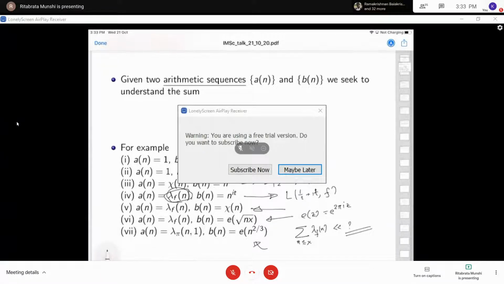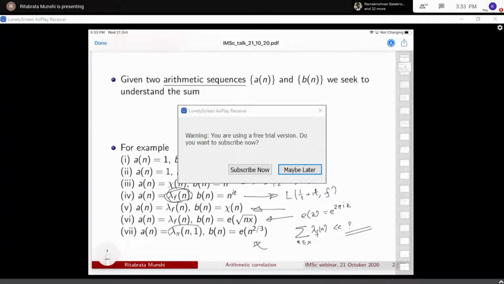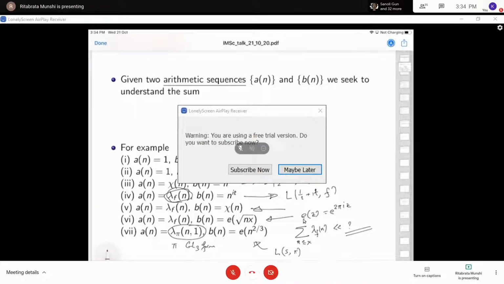This type of sum appears where lambda_pi(n1) are the Fourier coefficients of a GL3 form pi. If you look at the L-function for this GL3 form, which is a degree 3 L-function, and you are interested in showing that there is a critical zero, at least one zero on the central line, then you get sums of this form with the Fourier coefficients of the GL3 form twisted by e of n to the power 2/3. That is what's called a nonlinear twist.